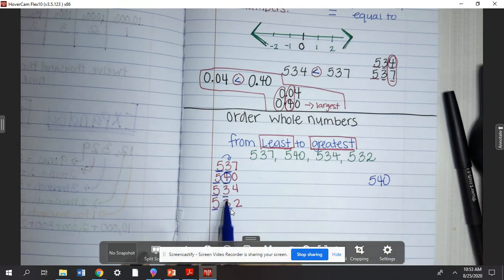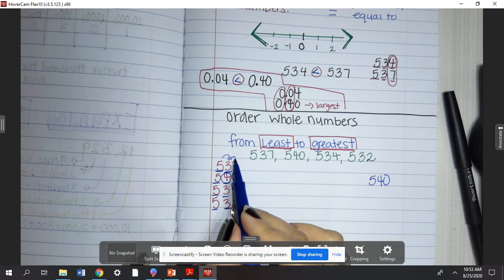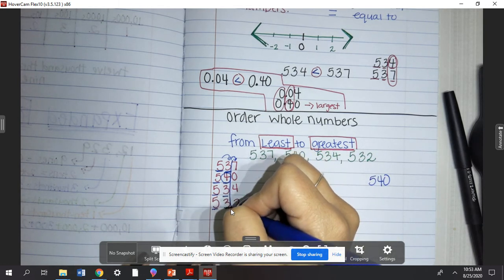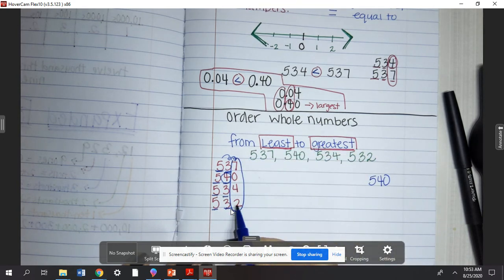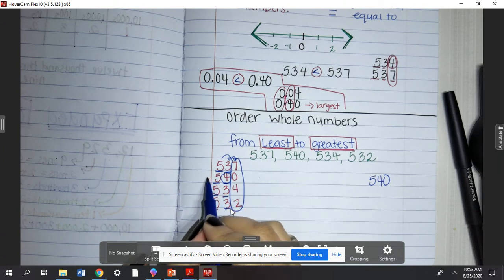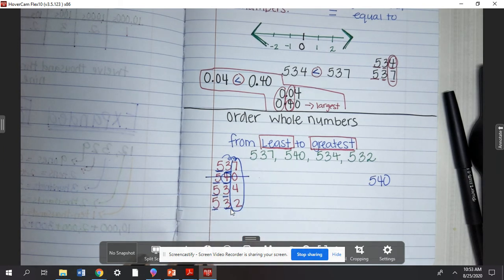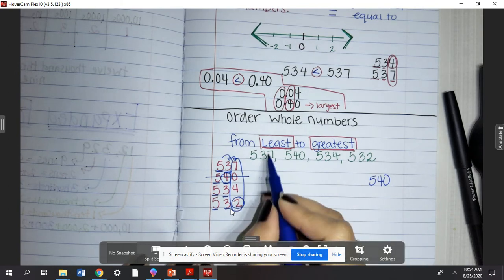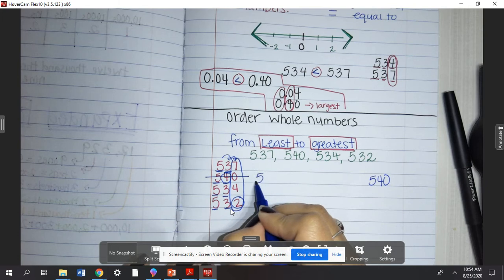Now I have these right here. Well, do I know what number comes next? Or do I know which one's the smallest? Not yet. I need to look at the next place here. So now this is where I'm going to look. Based on these numbers here, which one is the smallest? Now remember, I've already used 540, so I'm going to mark that out. So here, which one of these is the smallest? It's going to be 2. So if that's true, then that's going to be the smallest or the least. So that's going to go first.